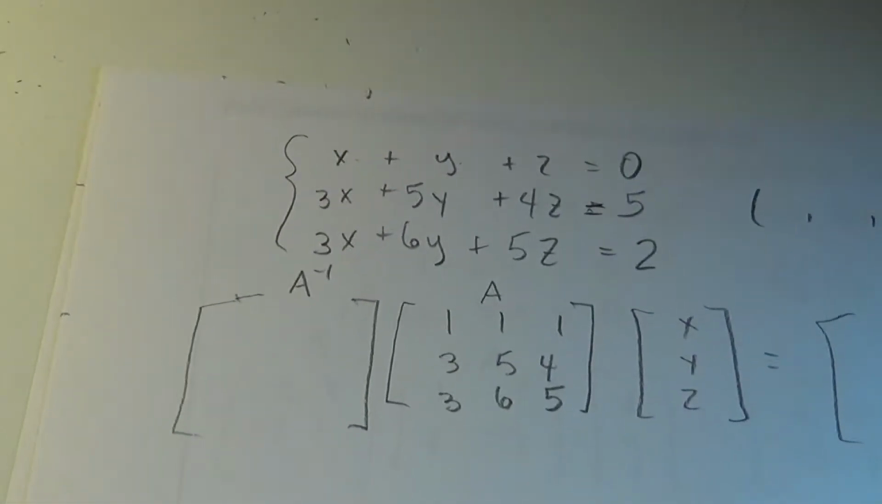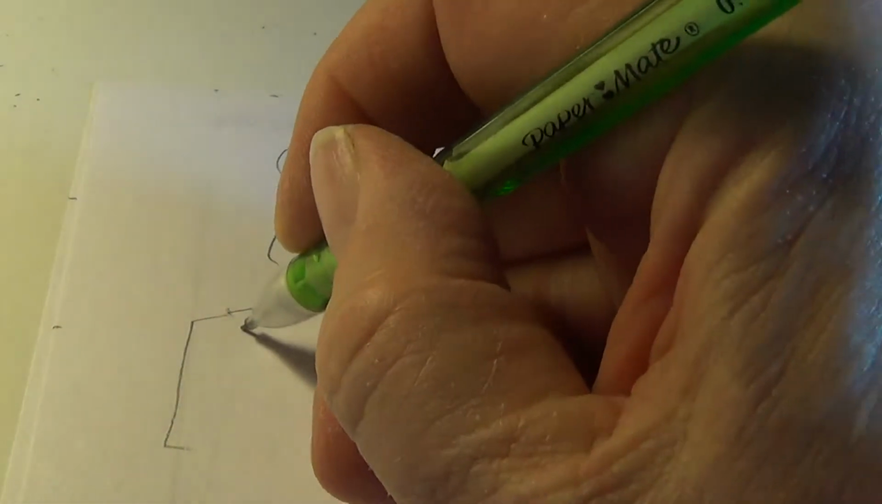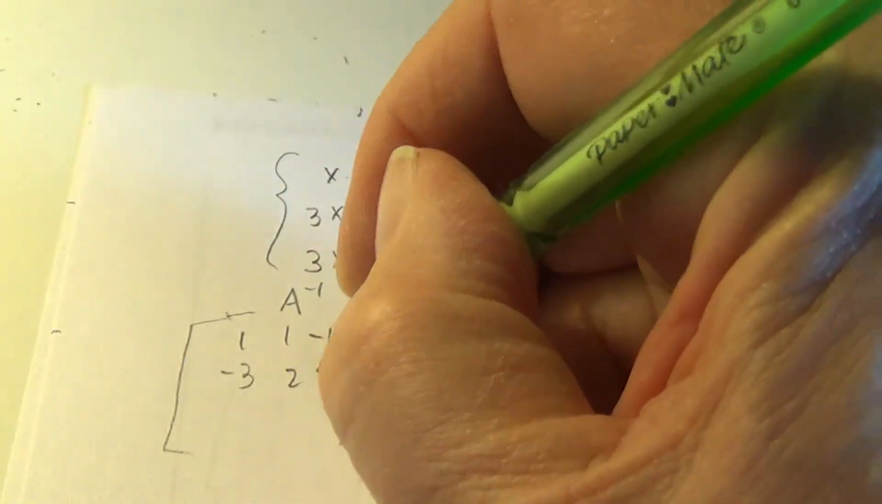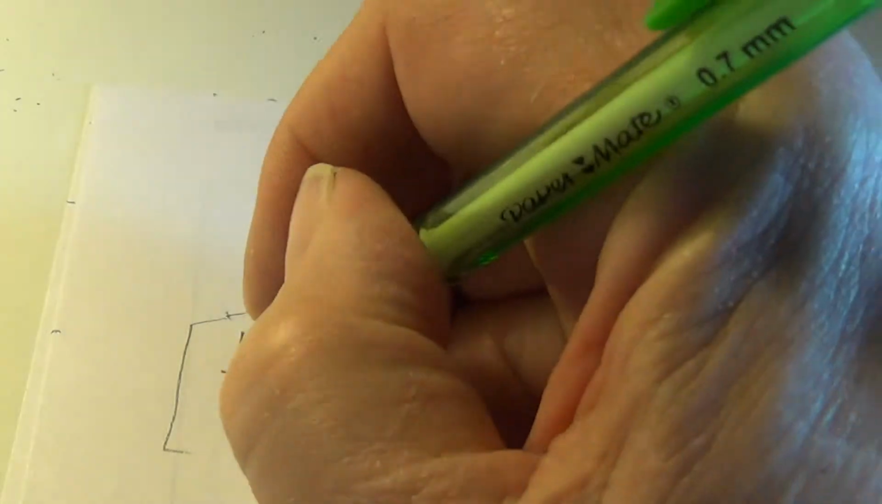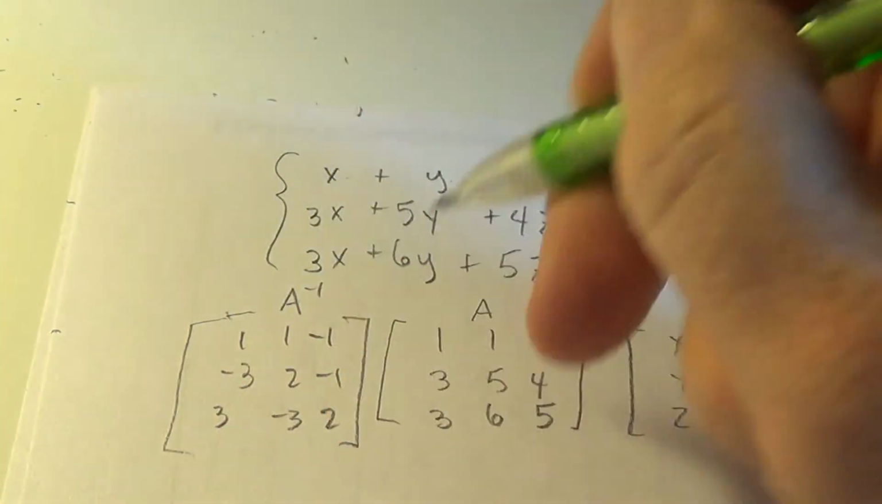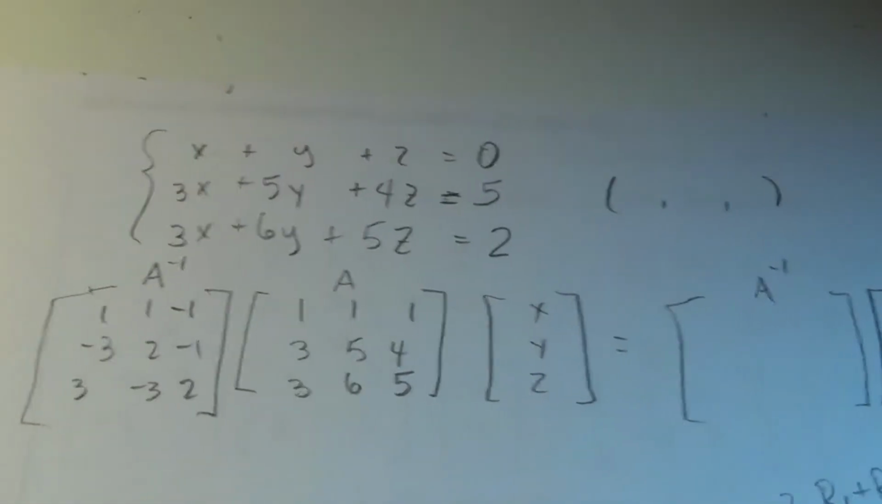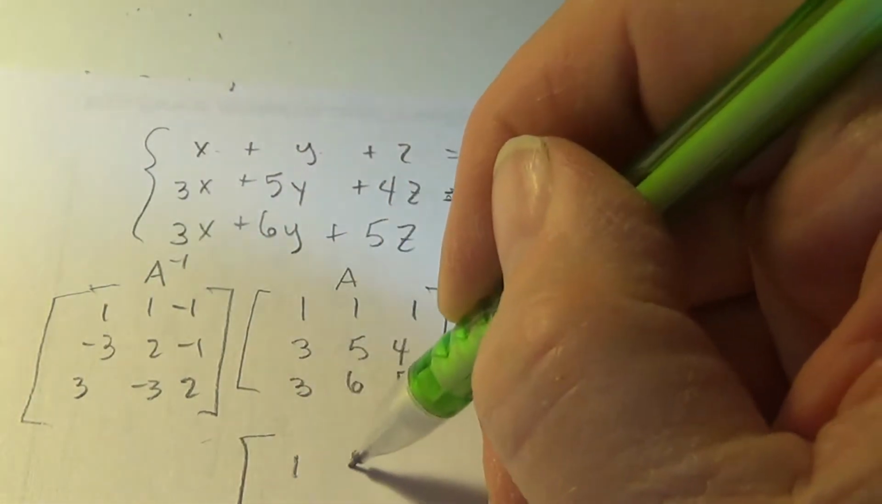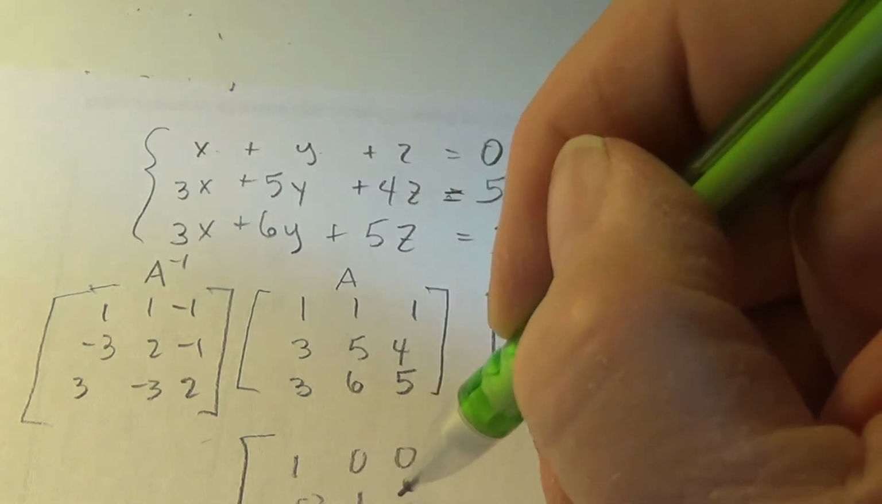So I'm going to go back up here and place it where I said it would go. So I get 1 1 minus 1, -3 2 -1, and 3 minus 3 2. And when I multiply these two together, I will get the identity matrix.